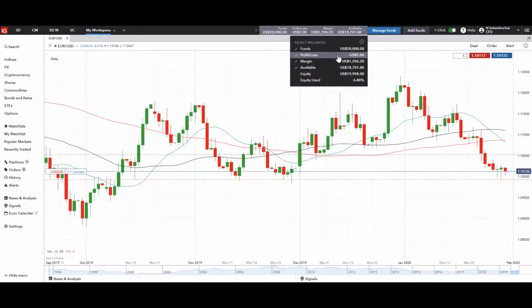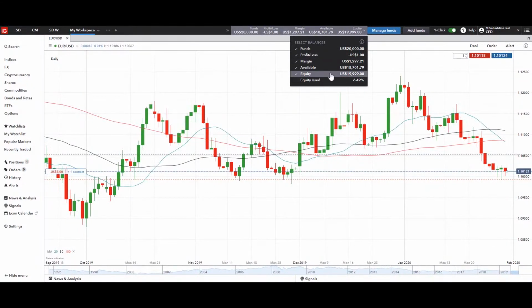So our equity is 19,998 because we've got a $2 loss there. That equity is going to keep moving, by the way. The funds are going to stay the same, but the equity is going to keep moving depending on your profit and loss. And so too will your margins, depending on how the contract reacts.